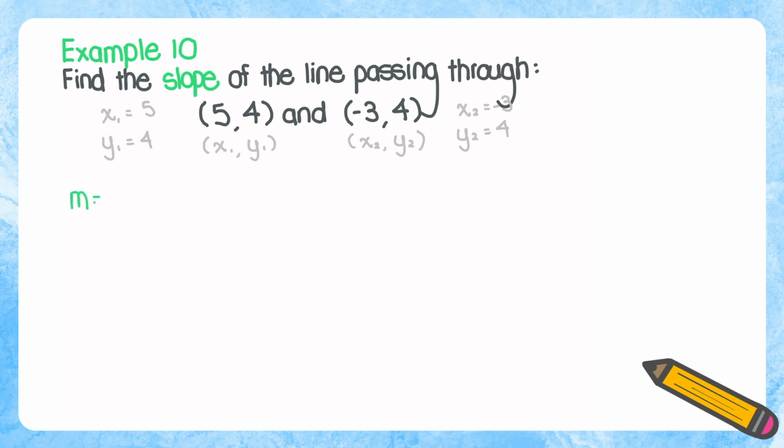So the formula is m equals y sub 2 minus y sub 1 over x sub 2 minus x sub 1. So y sub 2 equals 4 and y sub 1 also equals 4. So we have 4 minus 4 over x sub 2 is negative 3 and x sub 1 equals 5. So we have negative 3 minus 5.